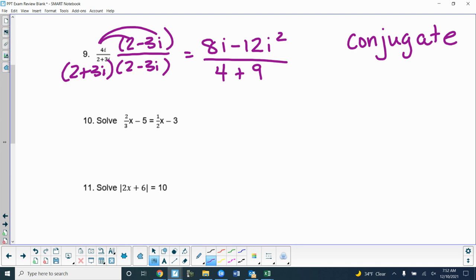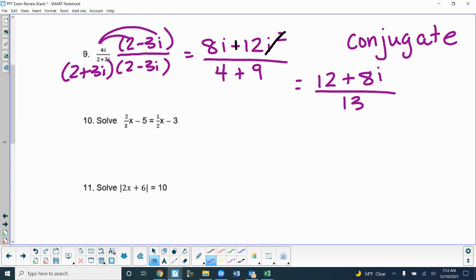Like Hunter said, remember, i squared is -1, so that minus 12i squared becomes a positive 12. So then our final answer is, I like to write it in the proper form, but if you didn't, it's okay. We usually put the real part in the front and the imaginary part in the back. And then what's 4 plus 9? 13. So now it's done. Questions?